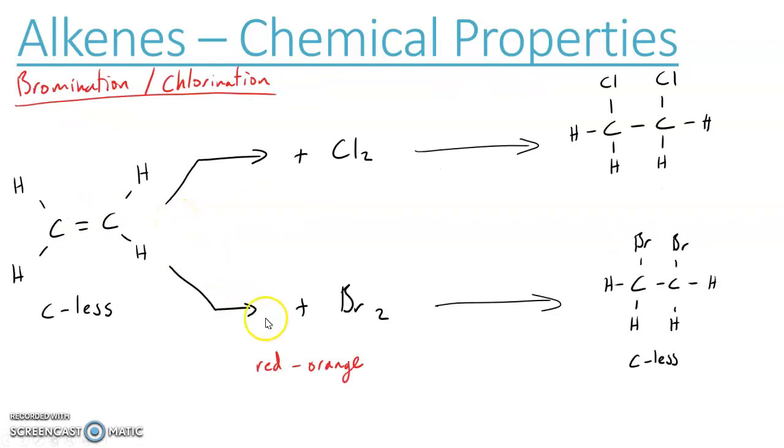Bromination or chlorination. The bromine reaction is really important, but let's just look at chlorine first. If we react with chlorine, we just get two chlorine atoms added on, so a dichloroalkane. The reaction with bromine water: bromine water is red-orange, but if we react a colorless alkene with red-orange bromine water, we get a colorless product. So it turns the bromine water from orange to colorless. It's an instantaneous reaction. It happens straight away, unlike with an alkane where it takes time and a UV catalyst. So it's a dibromoalkane that we end up with.